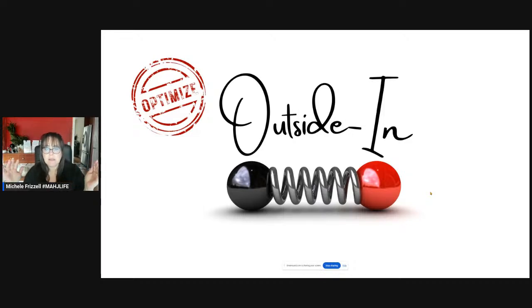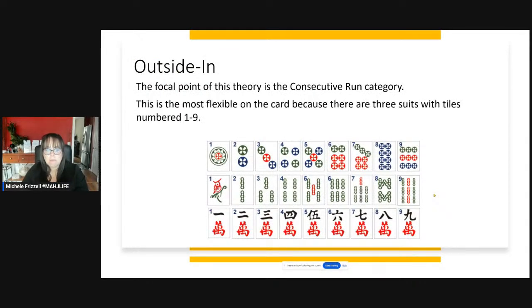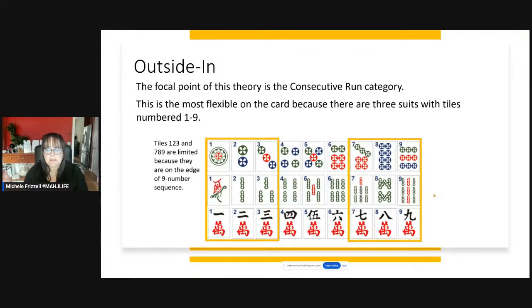So outside in, if you think about the range of the suited tiles 1 through 9, we're going to talk about this outside in theory. And the whole idea is to optimize potential for joker exchange. The focal point of the theory is consecutive run. It's the most flexible category on the card because you have 3 suits numbered 1 through 9. Tiles 1, 2, 3, and 7, 8, 9, or 9, 8, 7, going from the outside in.